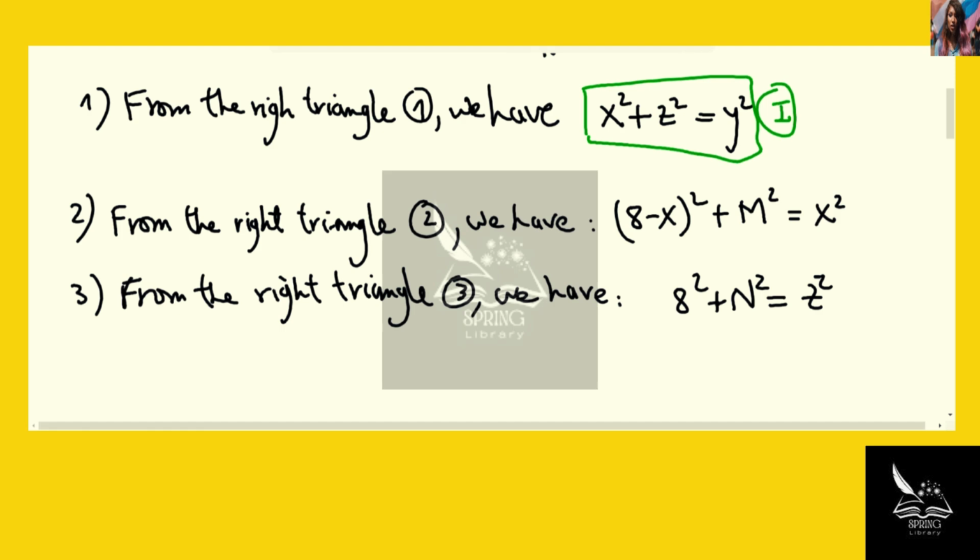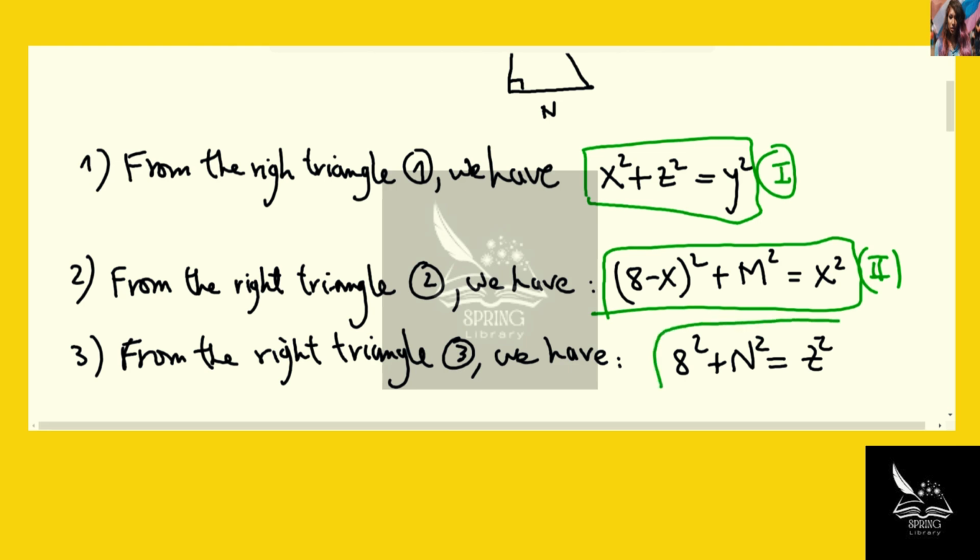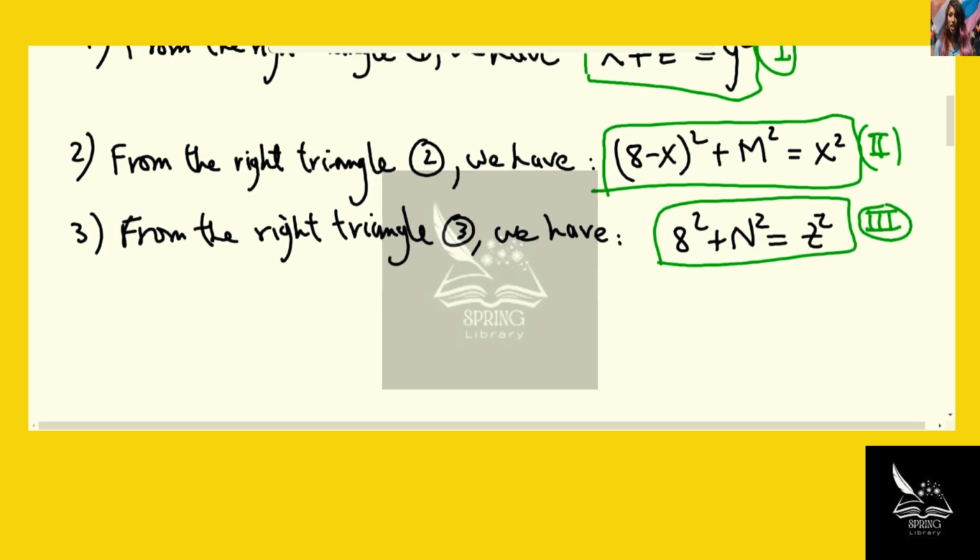Okay, so we have this, and we call this equation here 2, and this equation here 3 in Roman notation. So these are our 3 equations from the 3 right triangles we constructed from the figure.